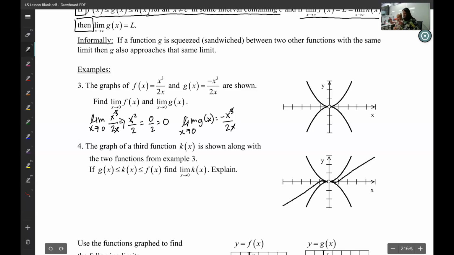Once again, my x's cancel. And I get negative x squared over 2. I plug in my limit, which is 0. And I get 0 over 2, which is 0.